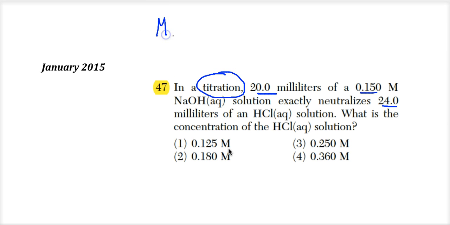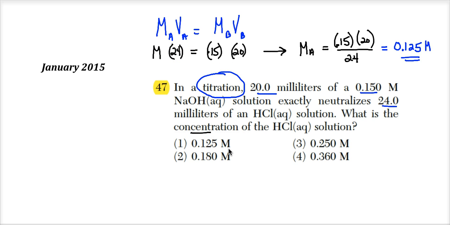Okay, so M of the acid times the volume of the acid equals the molarity of the base times the volume of the base. All right, so I've got 20 milliliters of a 0.15 molar base. So those go there. 20 milliliters of a base, and I have 0.15 molarity of the base, has to equal what? Has to equal 24 milliliters of my acid. It's my volume. What's the concentration? Concentration is the molarity. So we can see that it is 0.125 molar.